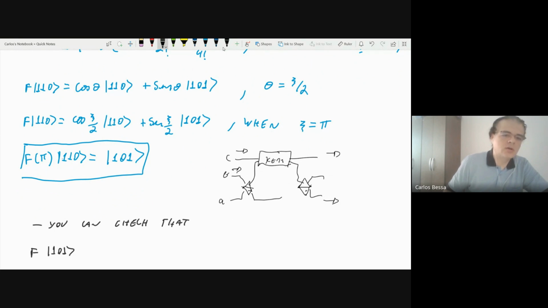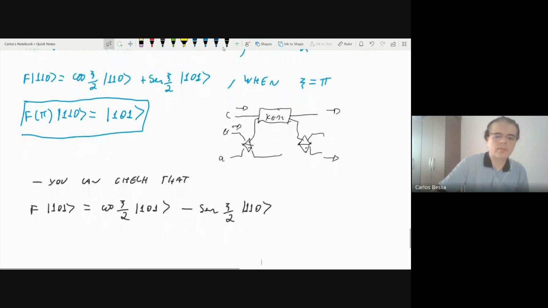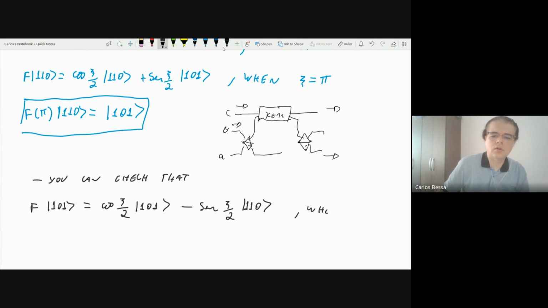F101, when I have the photon in A and not in B, is cosine psi over 2 times 101 minus sine psi over 2 times 110. And when psi is pi over 2, F101 is equal to minus 110.